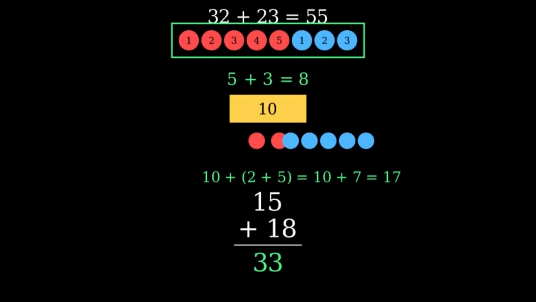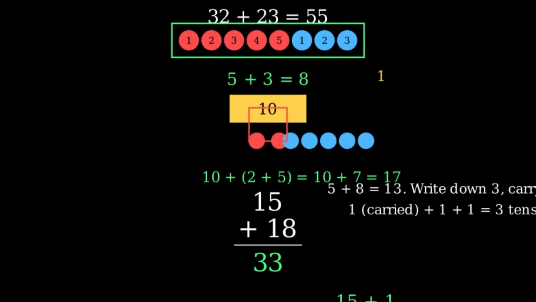Example 3 is the one where we do column addition and demonstrate carrying. 15 plus 18 equals 33. We'll add the ones column first. 5 plus 8 equals 13. Write down 3 and carry 1 to the tens. Then add the tens. 1 plus the carried 1 equals 3. So the total becomes 33.